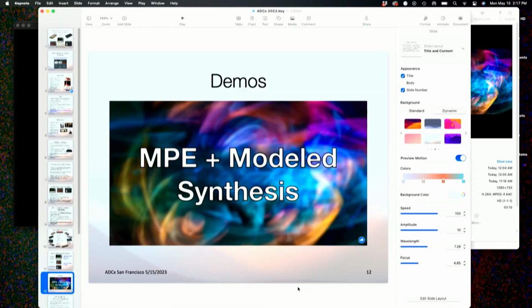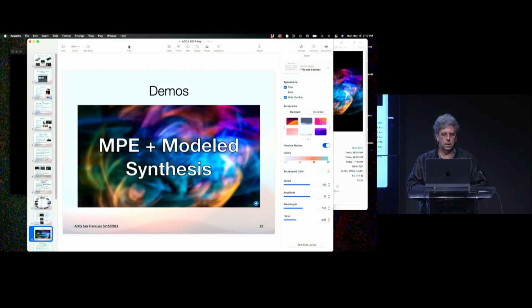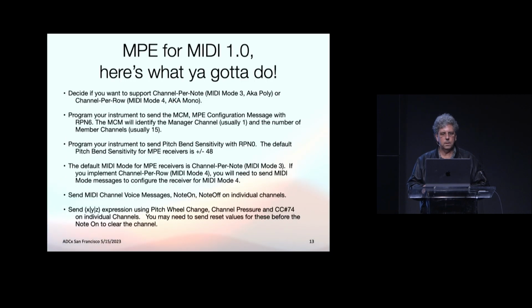Go back to the deck. Okay, so MPE for MIDI 1.0. I'm just going to go over briefly what implementers have to think about. There's not a lot that they need to do. They need to decide if they're going to do channel per note or channel per row. There's a message that you have to send, RPN 6, which describes the number of channels that are being used. There's a pitch bend sensitivity that needs to be set. By default it's 48, but it allows the pitch fluidity that's found in MPE.